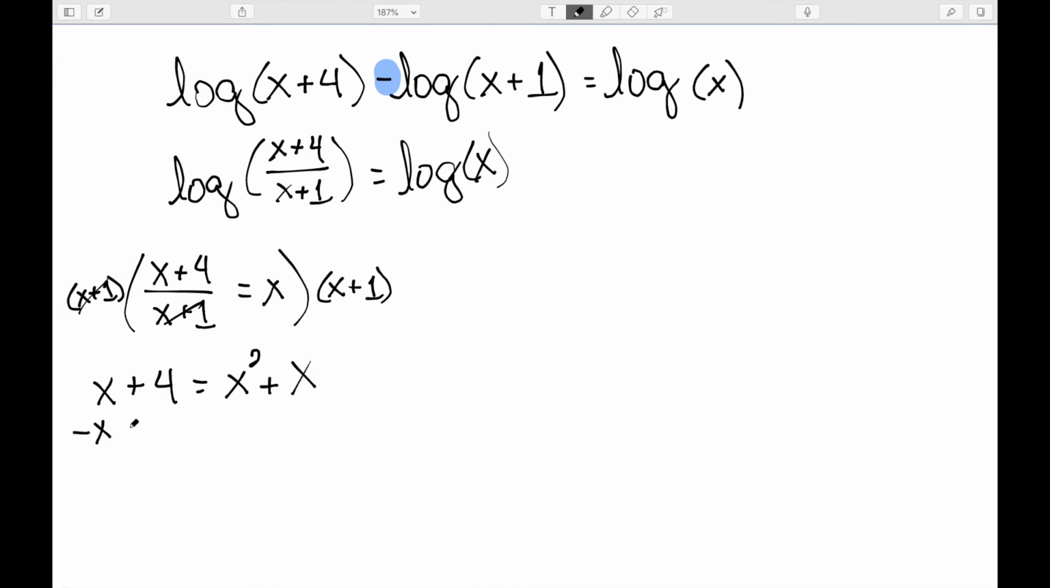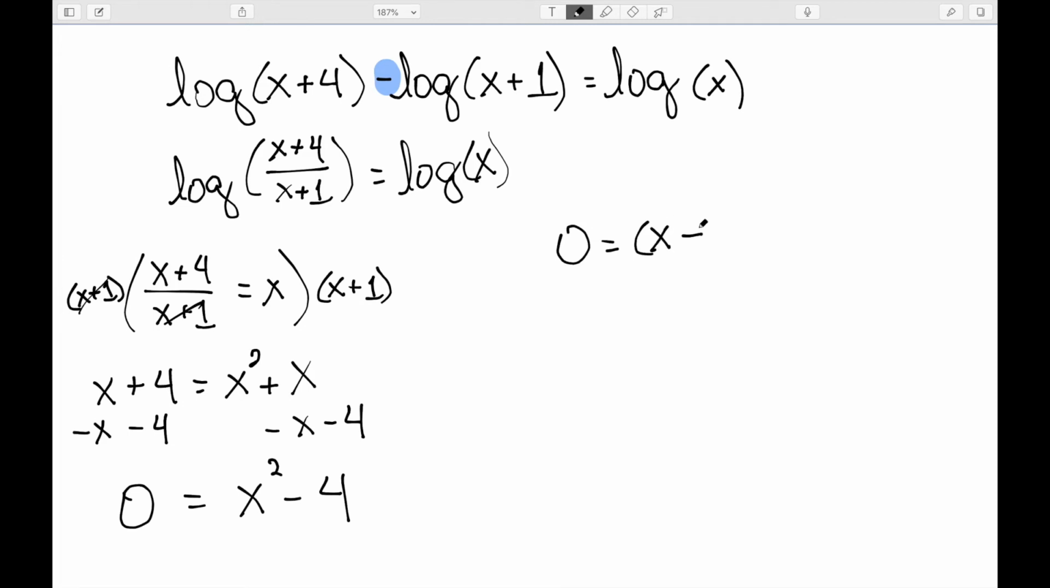With a quadratic, we need to get everything on one side, so I'm going to subtract x and subtract 4. That gives me 0 is equal to x squared minus 4. Factoring gives me x plus 2, x minus 2. So my two possible solutions are -2 and 2.